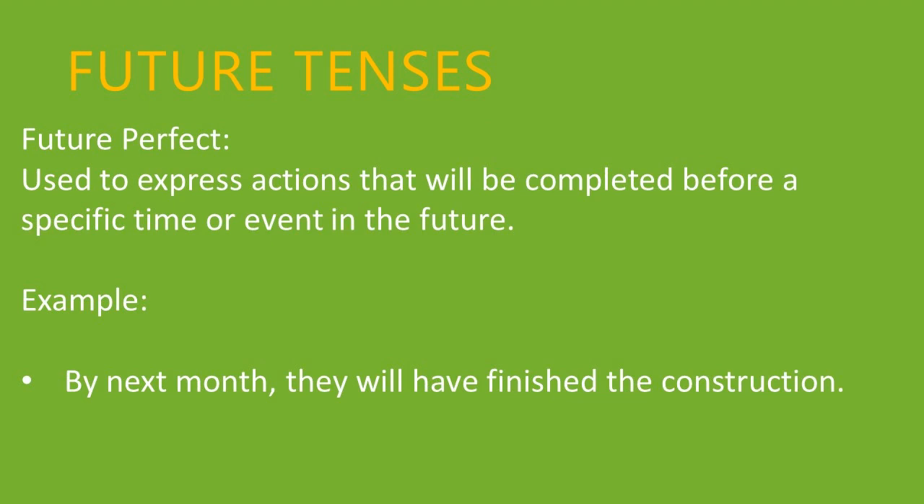Future perfect. Used to express actions that will be completed before a specific time or event in the future. By next month, they will have finished the construction. Each tense is formed using different auxiliary verbs, also called helping verbs, and the base form or past participle form of the main verb. Understanding verb tenses allows you to communicate about past, present, and future events accurately and effectively.